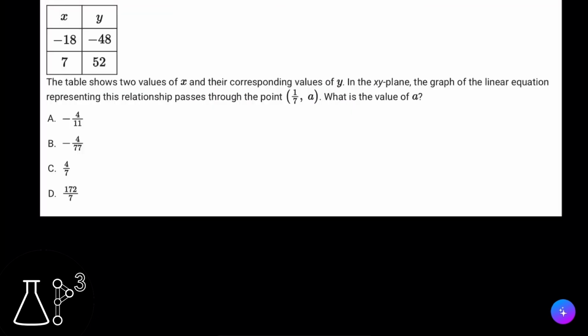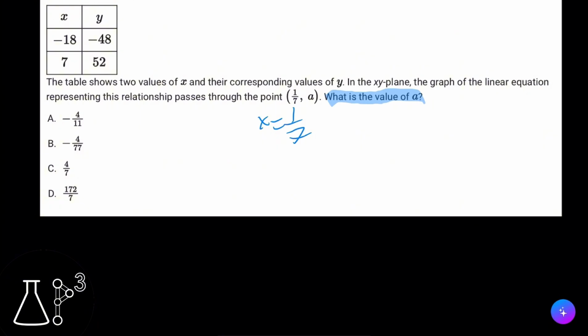Okay, let's do a harder question now. The table shows two values of x and their corresponding values of y. In the x and y plane, the graph of the linear equation represents this relationship passing through the point 1 divided by 7, a. What is the value of a? So we want to look for the value of a when x equals 1 divided by 7, and we've got to use the information given to figure it out.